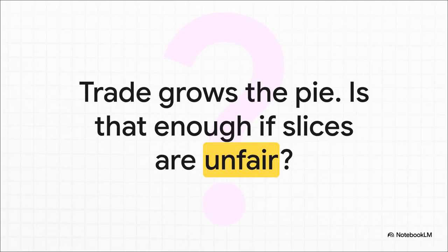And that is the fundamental question the specific factors model leaves us with. It shows us that trade does grow the whole pie. But is that enough? Is a bigger pie enough if the slices are divided in a way that feels deeply unfair? It shows us that this isn't just a simple economic debate about efficiency. It's a complex, challenging conversation about society, about politics, and about who gets to share in the gains.